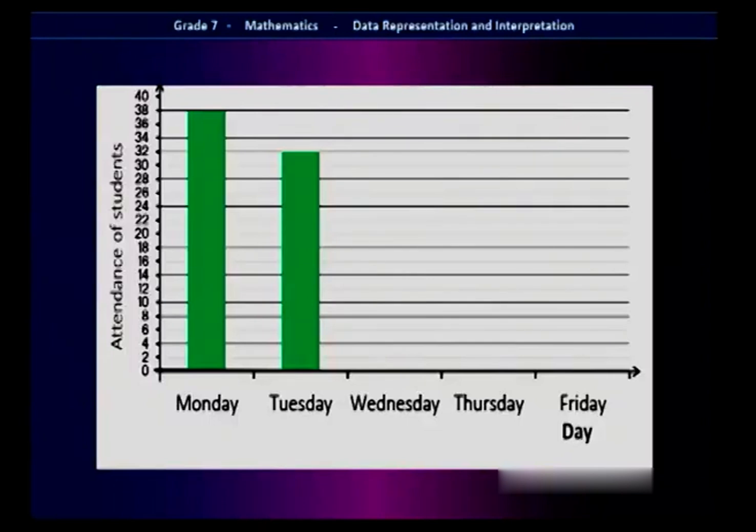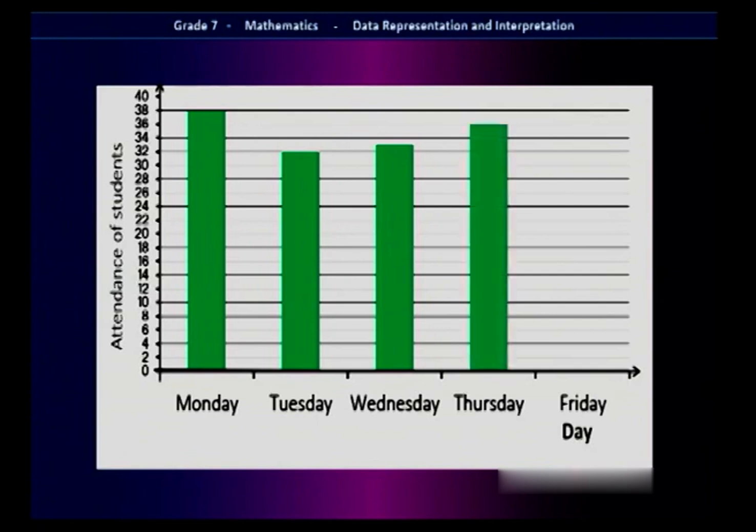Then on Wednesday, it is 33. Now we can't see 33, but between 34 and 32, we can mark 33. Then find where 33 is and draw the bar up to 33. On Thursday, the bar height is 36. On Friday, attendance is 30. So the height of the bar should be 30.